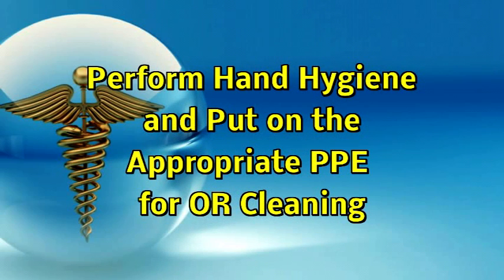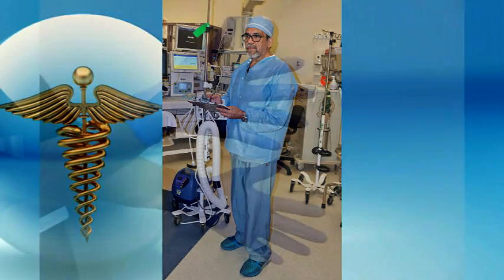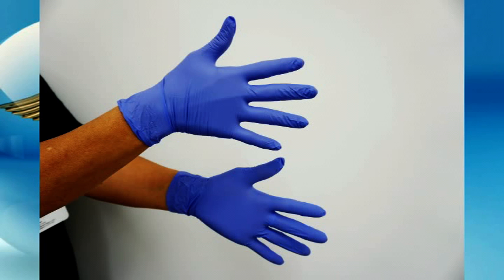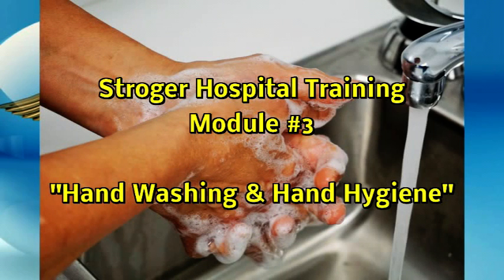Once your cart is prepared, it is now time to prepare yourself with hand hygiene and PPE for work in the OR. Make sure that you have the correct PPE clothing. This includes a Stroger Hospital Scrubs uniform freshly cleaned. You will also need to wear protective latex gloves. But before putting them on, you must perform a thorough hand washing. For complete instructions on the proper way to wash your hands, please review Stroger Hospital's training module number 3 entitled Hand Washing and Hand Hygiene.